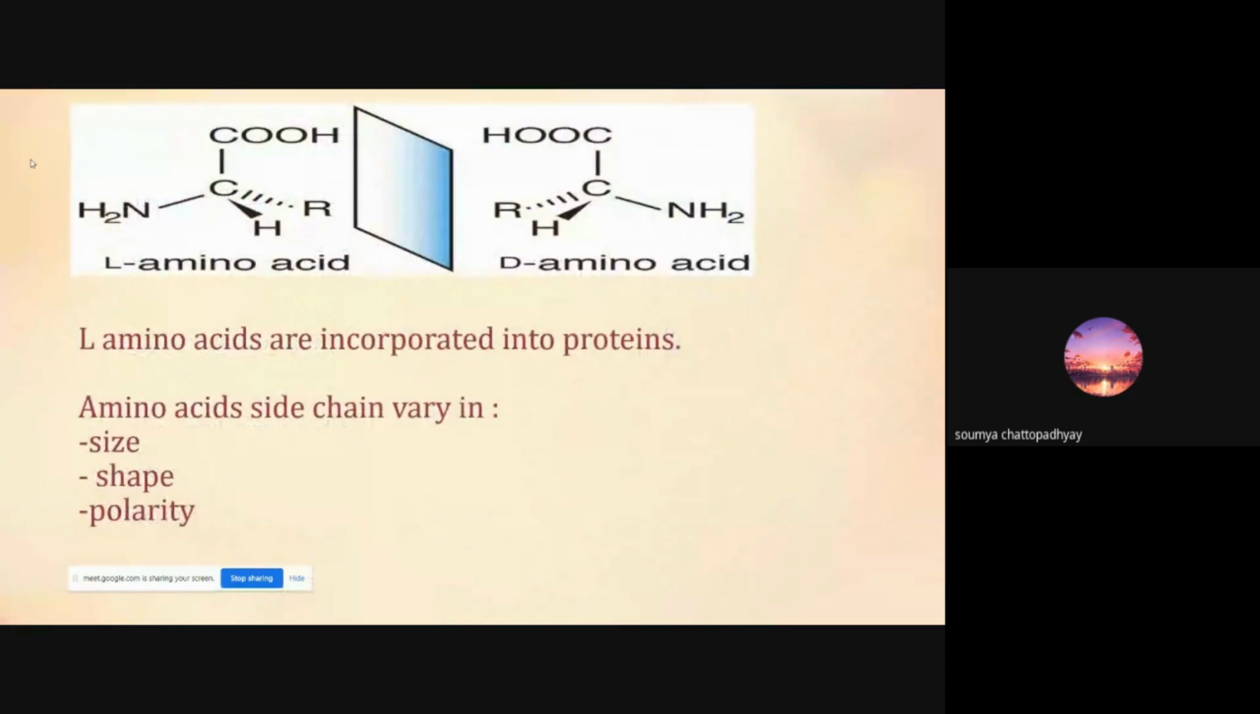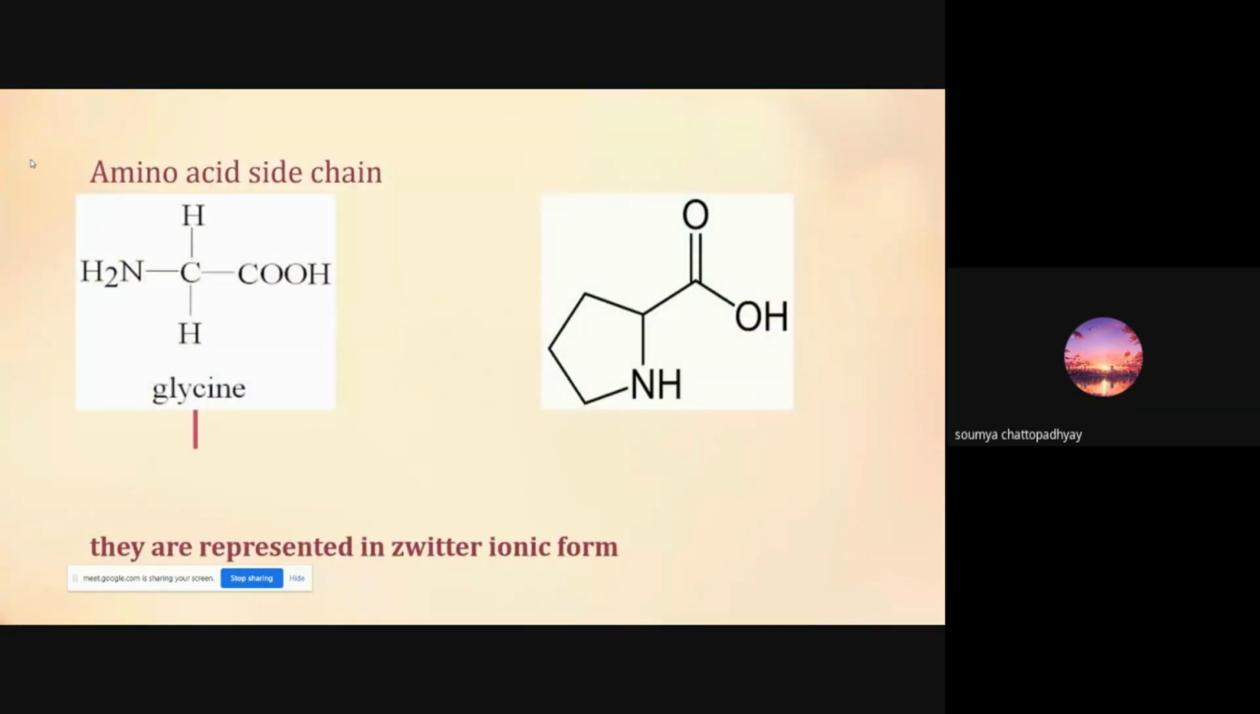As I was saying, there can be two types of amino acids, L amino acids and D amino acids. But in most cases, L amino acids are incorporated into proteins. Now, amino acids can vary in size, shape, and polarity. First, I will give some examples. These are the two structures of glycine and proline.